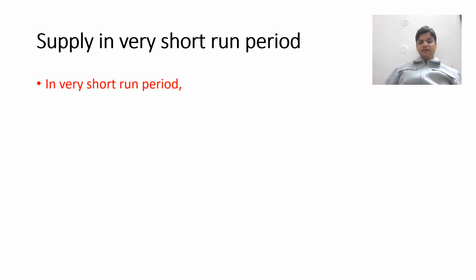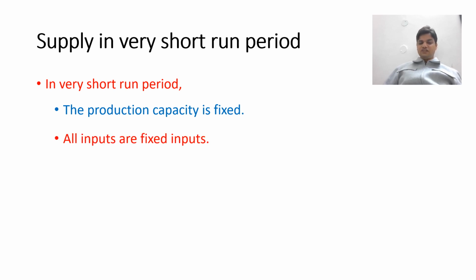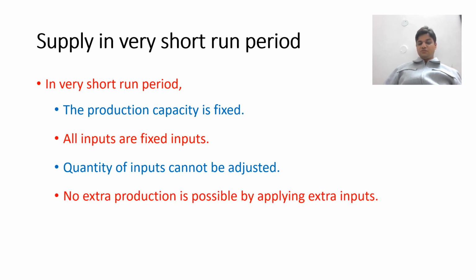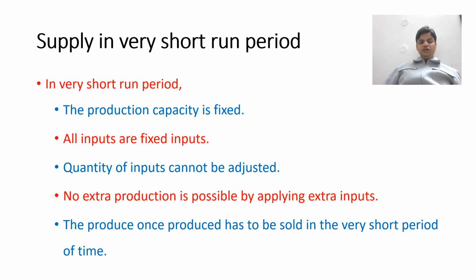Supply in very short run period. So we discussed the short run period where both fixed and variable inputs were there. But in very short run period, the production capacity is fixed, the plant size is fixed, all inputs are fixed in nature. You don't have variable input here. So quantity of input cannot be adjusted to give more production if the demand is more or prices are increasing. No. So no extra production is possible by applying extra input. The produce once produced has to be sold in very short period of time.